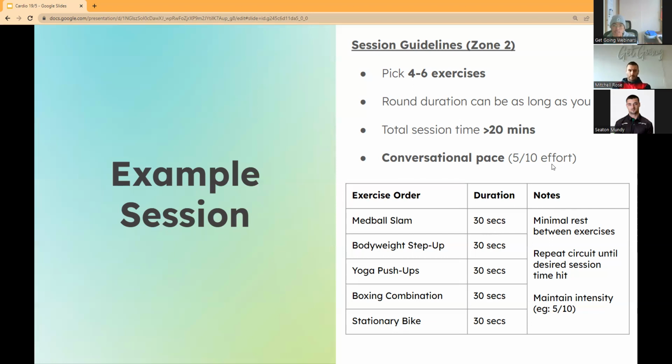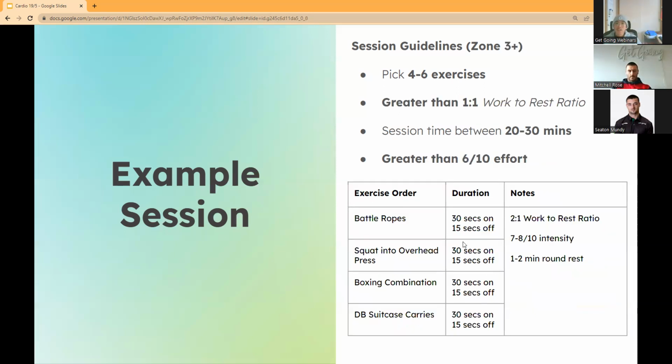And in particular, notice here, in terms of the exercises, you want to limit high impact activities, like I mentioned before. So you might notice here, there's a lot of low impact activities, and combined with the relatively low intensity, these won't cause a lot of stress on the body. All right. So stationary bike, boxing, yoga push-ups, bodyweight step-ups, med ball slams. All right. These are not too jarring on the body, so you can repeat these for as much as you want within reason.